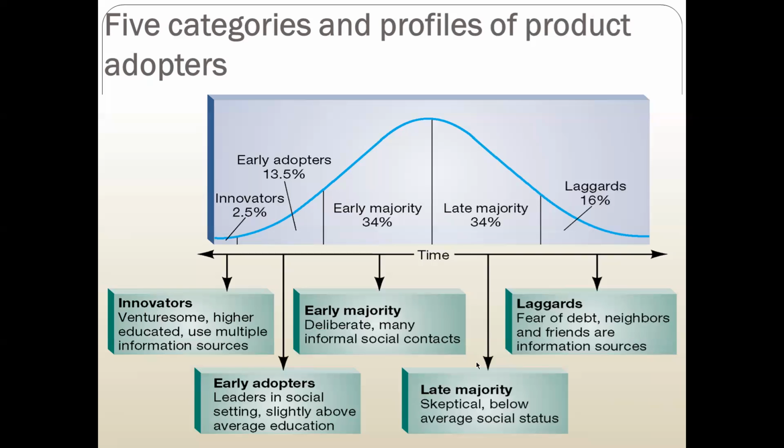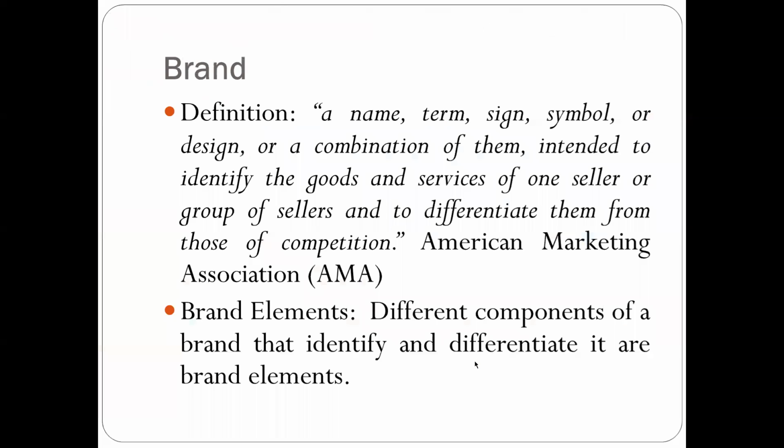Then the laggards. They will buy the product when the product is in the declining phase. And what are their characteristics? They fear debt. Then neighbors and friends are their information sources. And these are the 5 categories and profiles of product adopters.